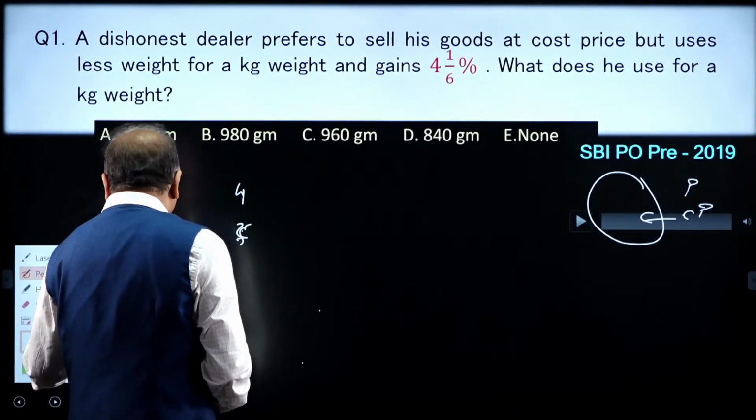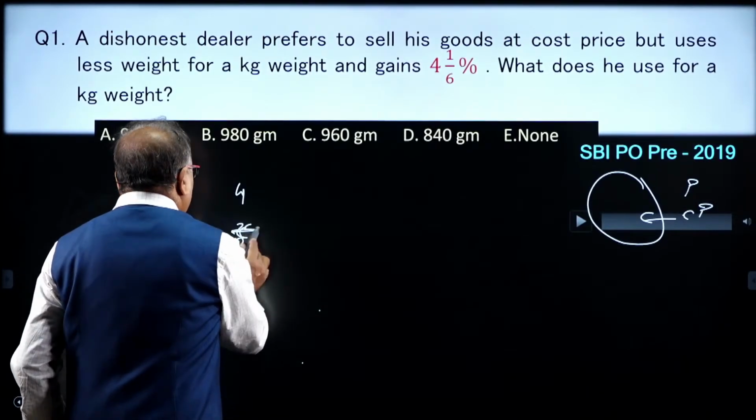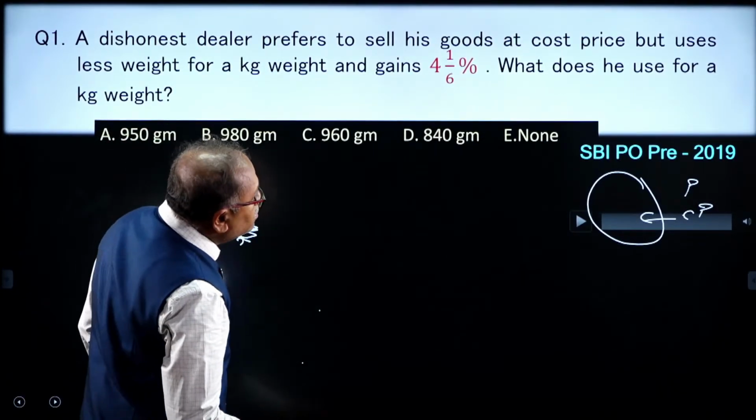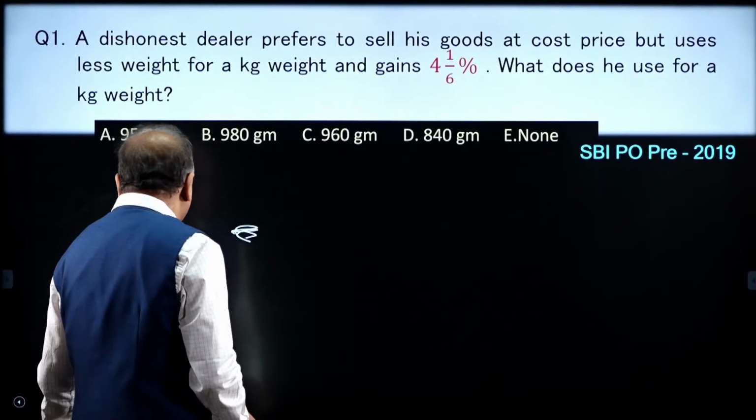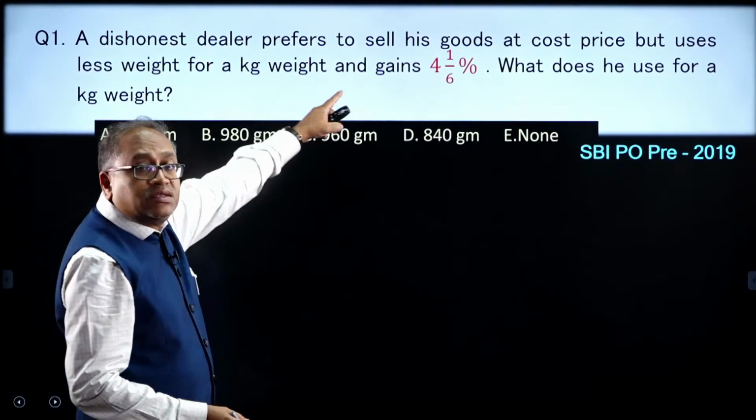Okay, let me erase all this ink first. Why is it not getting erased? Okay. Let me just change the slide and see if it gets erased. Yes. Now, we will answer this question.